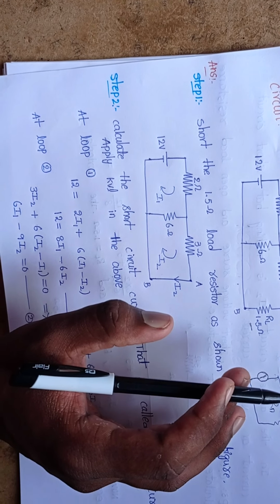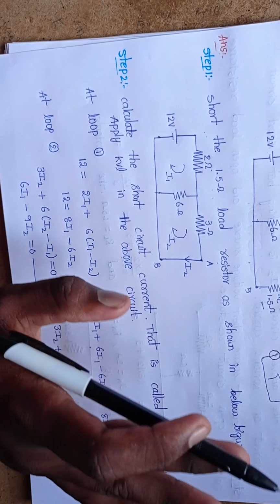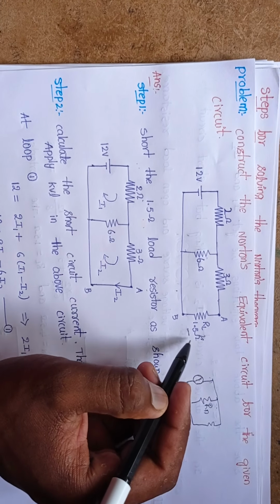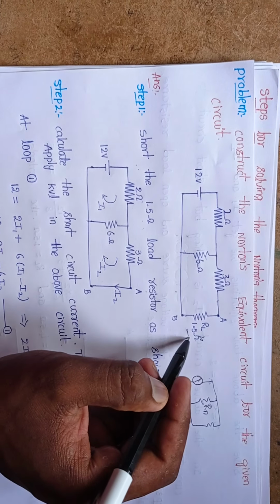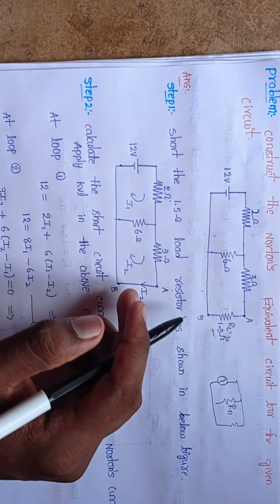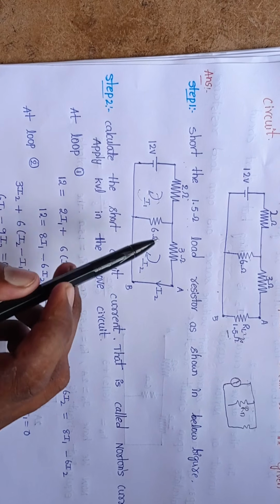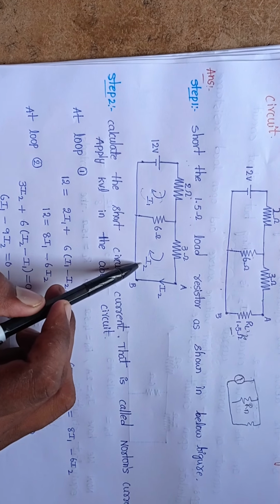In the first step, short circuit the 1.5 ohm load resistor as shown in the figure. First, we have to short the load resistor like this. After short circuiting the load resistor, the circuit will become like this. Let us assume the current passing through the first loop is I1 and the current passing through the second loop is I2.